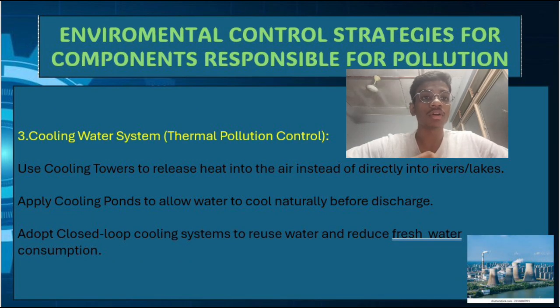And lastly, for the environmental control strategy, I'm going to explain to you about the cooling water system, which is also known as thermal pollution control. In this system, we can use cooling towers to release heat into the air instead of directly into the rivers or lakes. We also can apply cooling ponds to allow the water to cool naturally before it's discharged. And finally, we can adopt closed loop cooling systems to reuse water and reduce freshwater consumption.